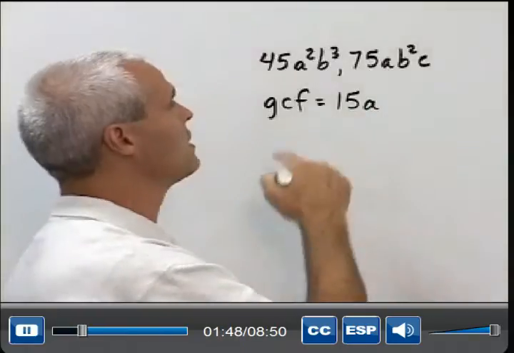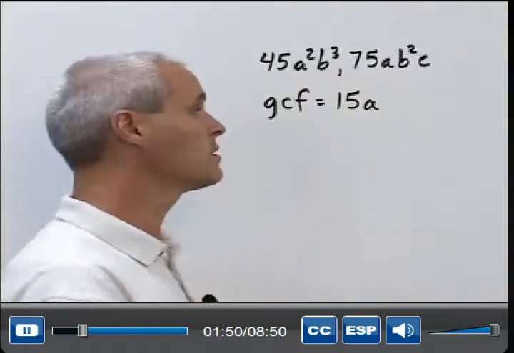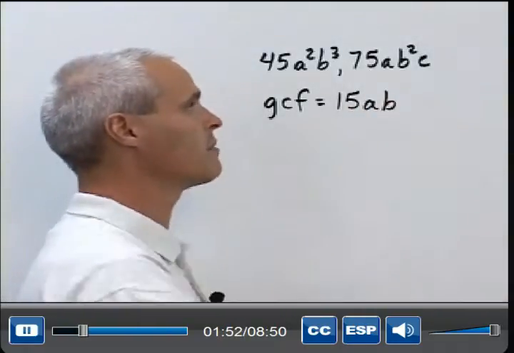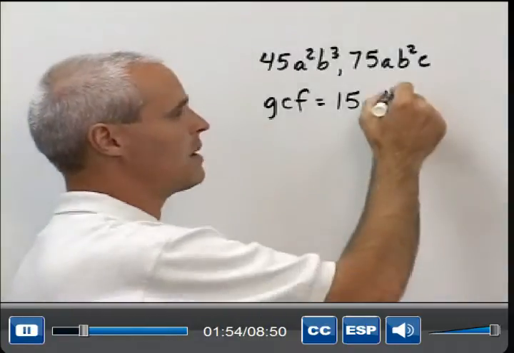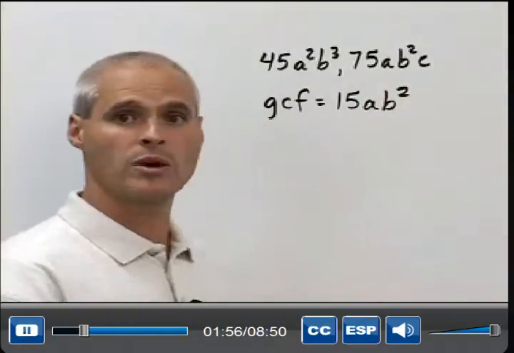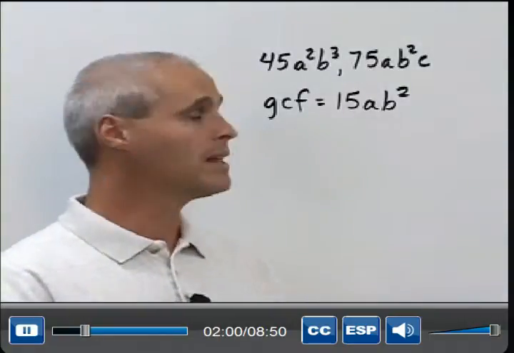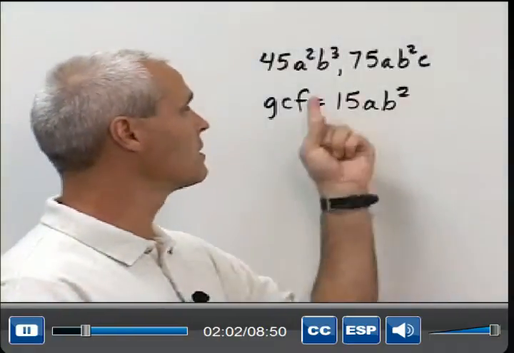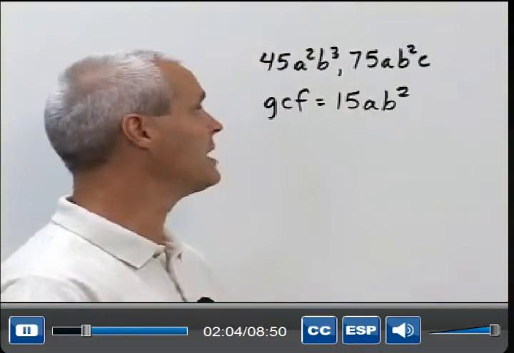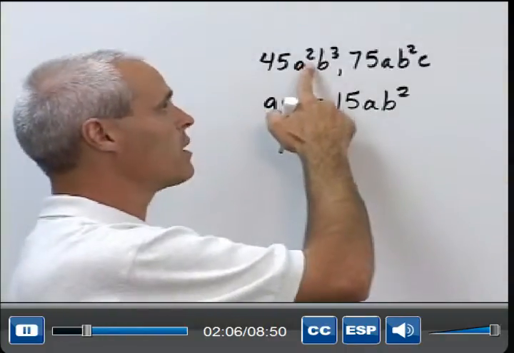There's also a b in both algebraic expressions, so let's write a b as part of our greatest common factor, and then raise it to the lowest power, which is a 2. So our greatest common factor here is 15ab squared. This is the largest monomial that will divide evenly into 45a squared b cubed and 75ab squared c.